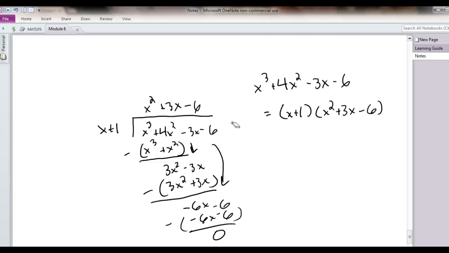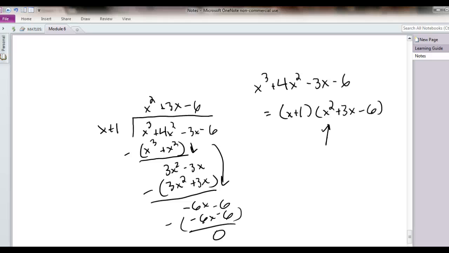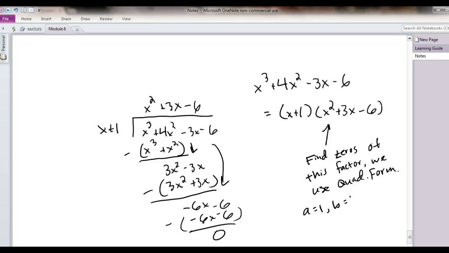So to find zeros of this factor, we use the quadratic formula, with A equal to 1, B equal to 3, and C equal to minus 6. So let's do that quickly.